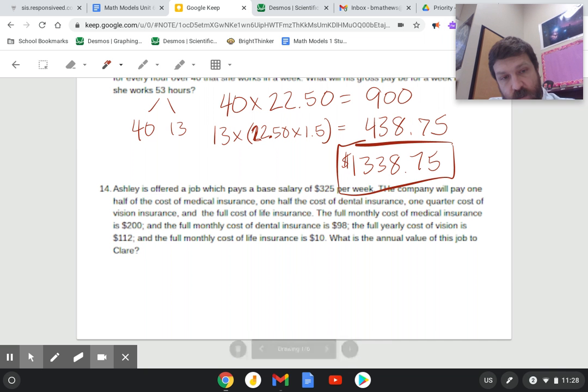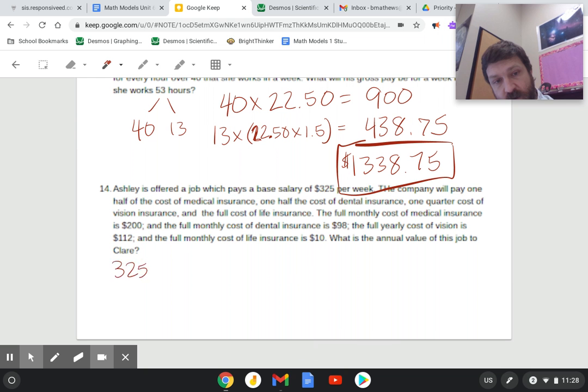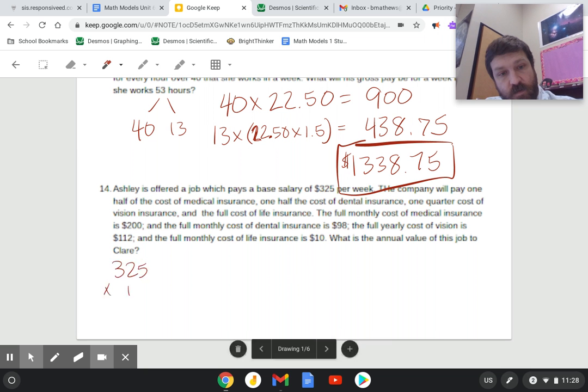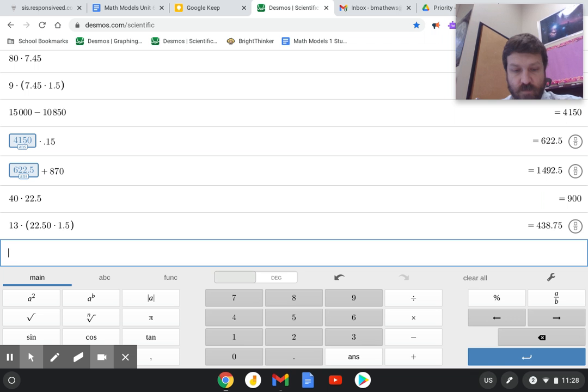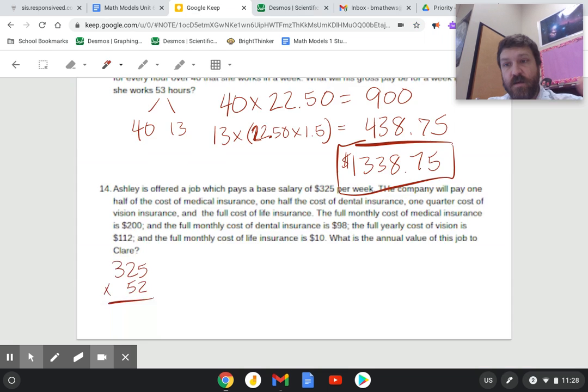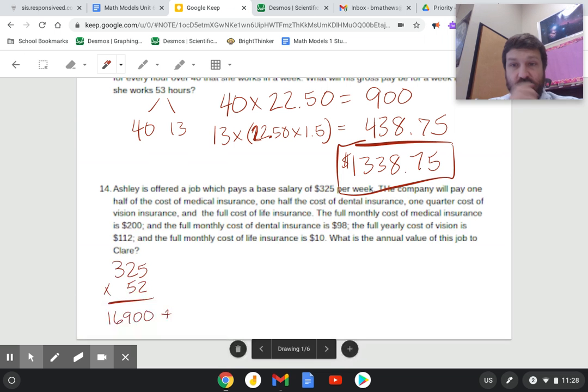So first things first, the first part is 325 times 52. That's the salary portion. So let's do that. 325 times 52, $16,900. And we're going to add that to the cost of each thing.